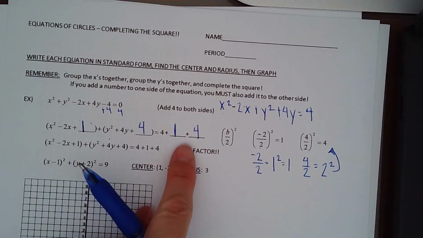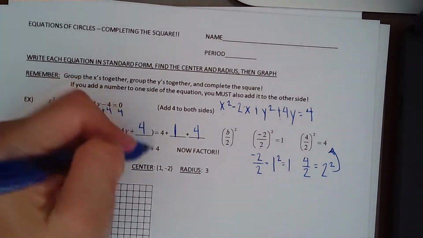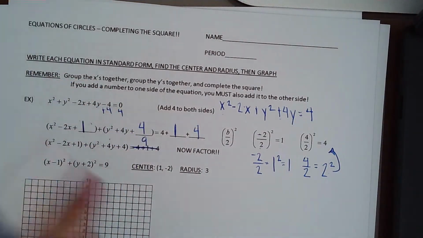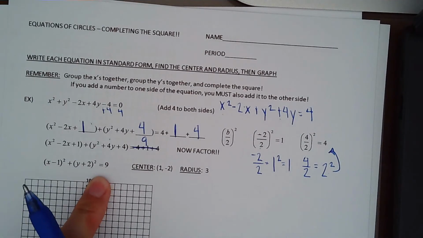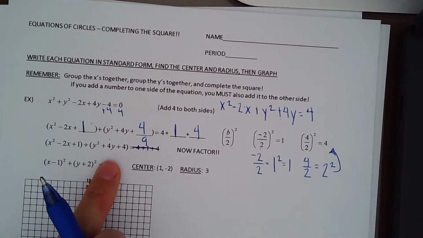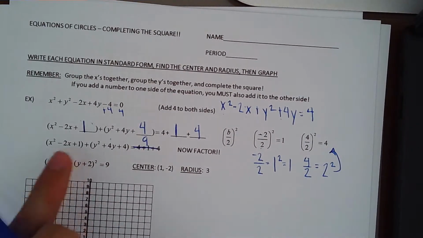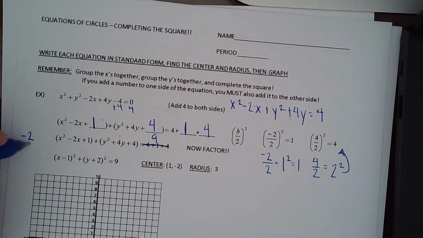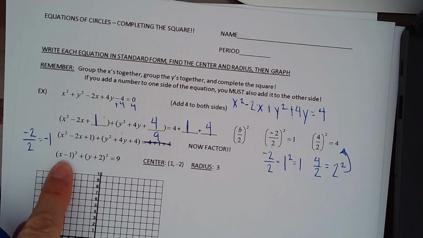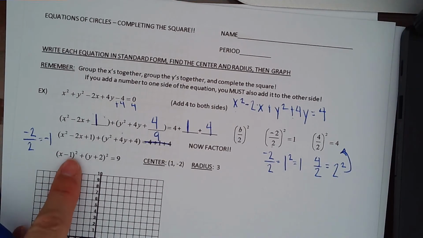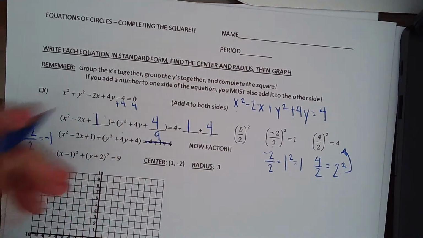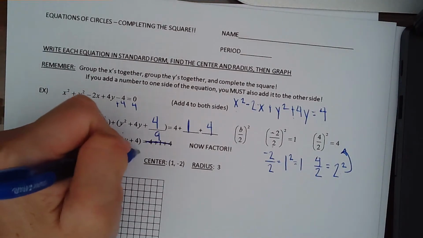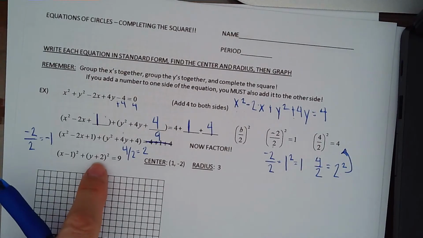Okay, and now we're going to combine all those like terms, and we're going to get a 9, in case you wonder where this 9 came from. And we're going to factor it. So we're going to look at our middle term. All right, and all we need to do is do negative 2 divided by 2, which gives us a negative 1. So that's where we have x minus 1 squared. And then for our y, we're going to do 4 divided by 2 equals 2. And that's where we get the positive 2 for our y.